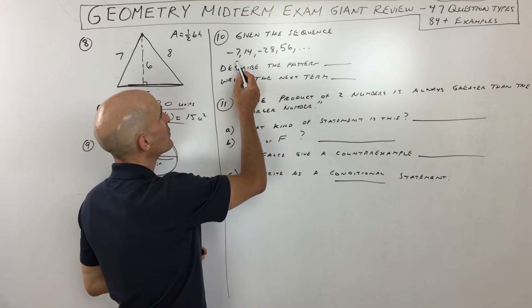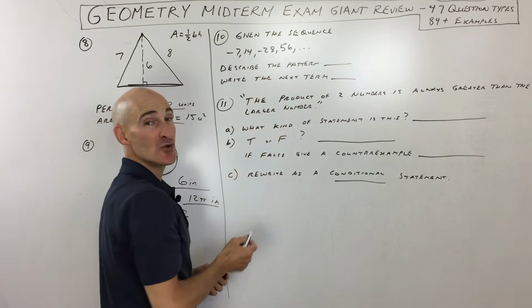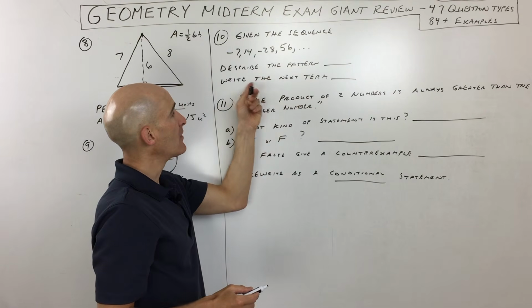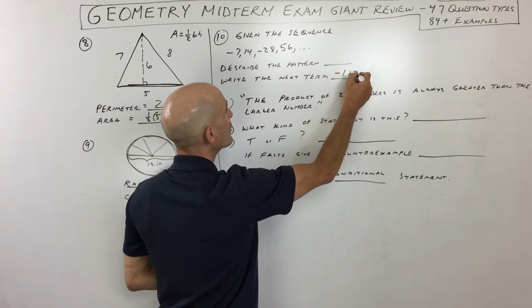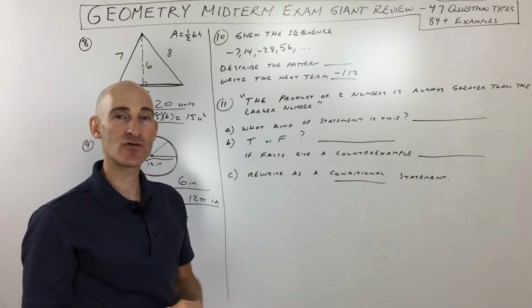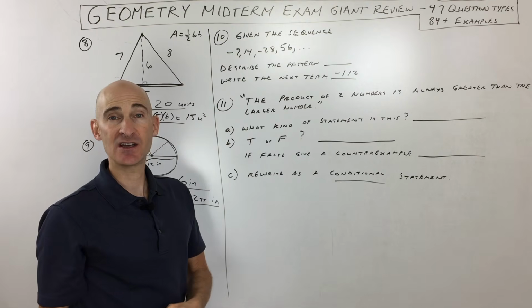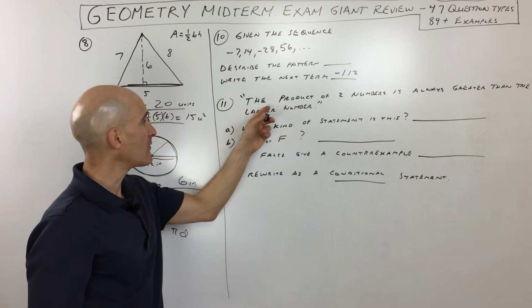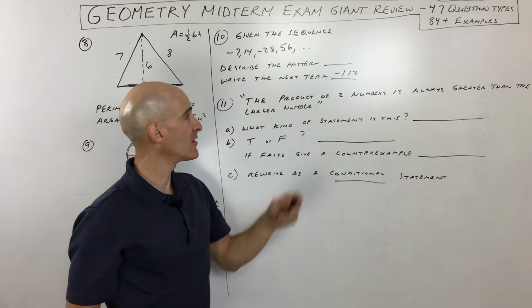Well, you can see, in this case, the pattern looks like we're multiplying by -2 each time. So that would be the pattern. The next term would be 56 times -2, which is going to be -112. Okay, so again, that's inductive reasoning as opposed to deductive reasoning, which you're going to be doing when you get into the proofs. You're using the laws of logic, and etc. Now, number 11, it says the product of two numbers is always greater than the larger number.